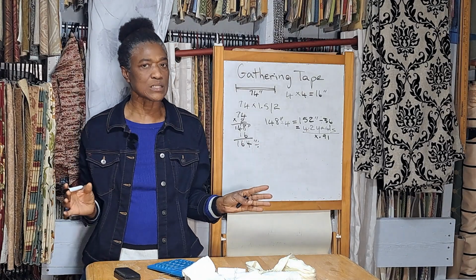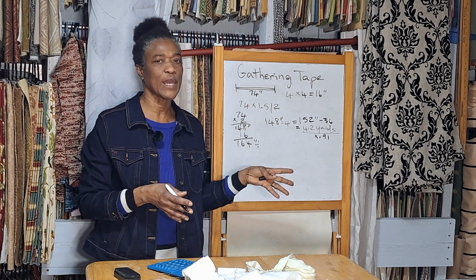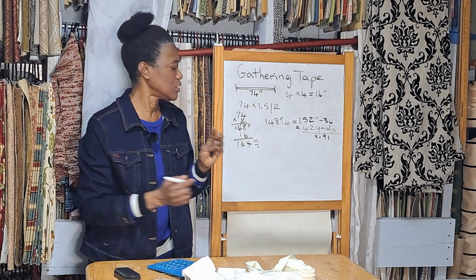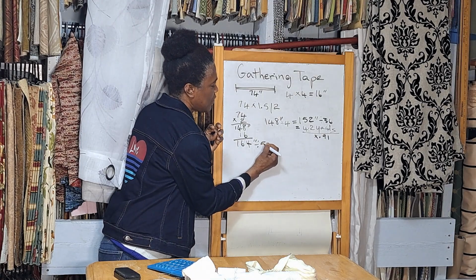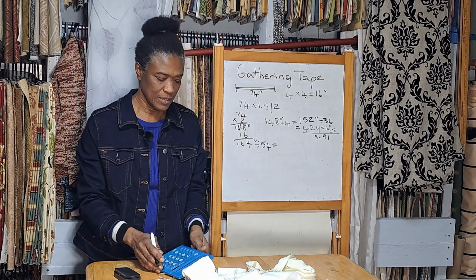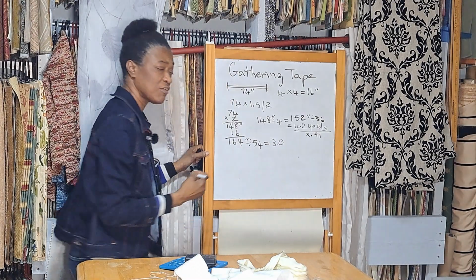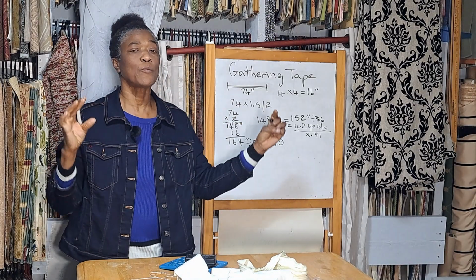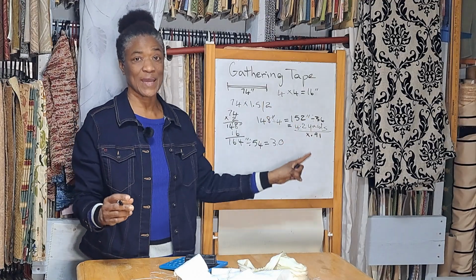If you have a 60-inch width, then you divide by 60. If you have a 48-inch width, then you divide by 48. Let's divide 164 by 54 inches, and that is 3.0, which means that we will need 3 widths of fabric to make our 2 curtain panels.